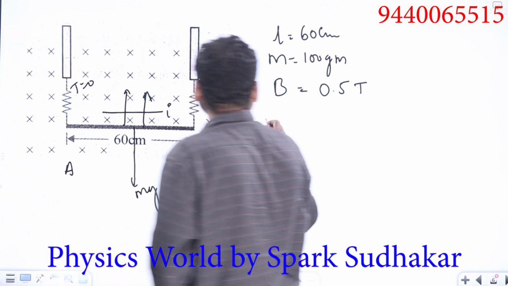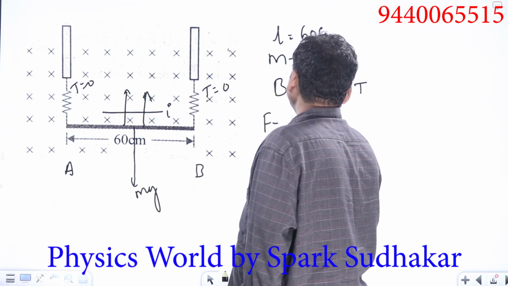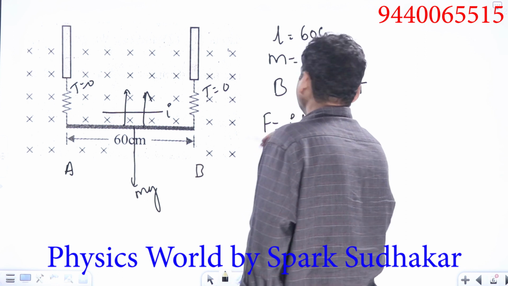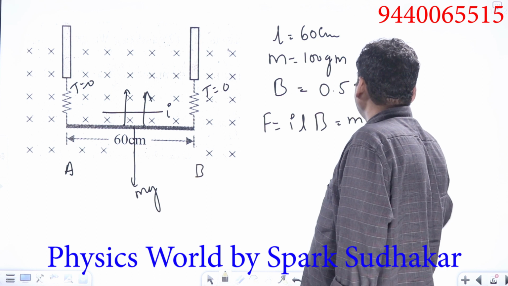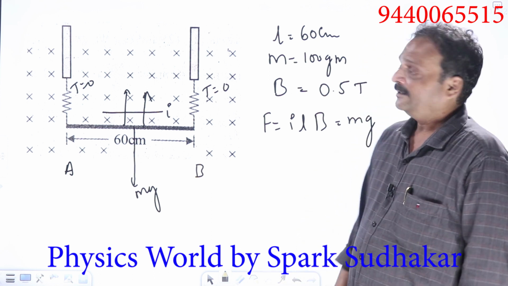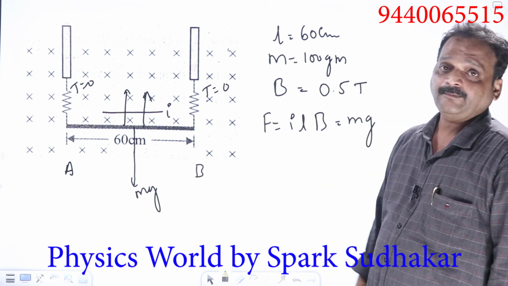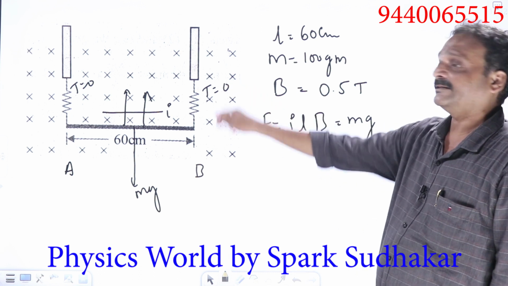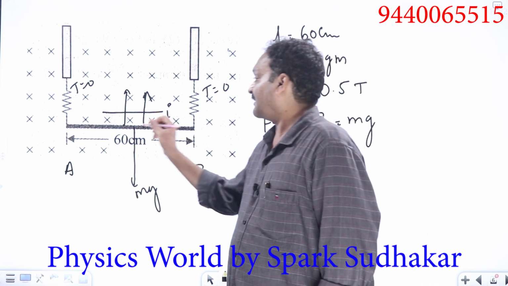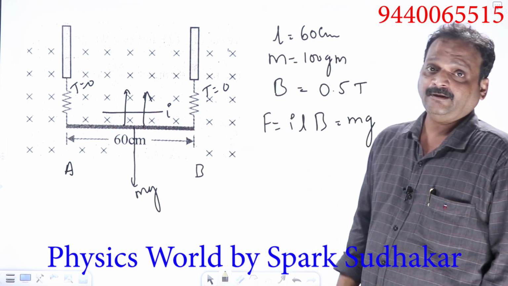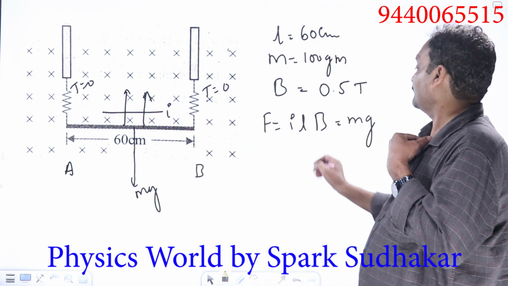So what is the magnetic force? Force F equal to ILB. If this is equal to the weight mg of the rod, then the two forces will be equal and opposite, and the tension in the leads will become 0. So what is the direction of the current? The direction of the current should be from A to B. And how much current should flow?